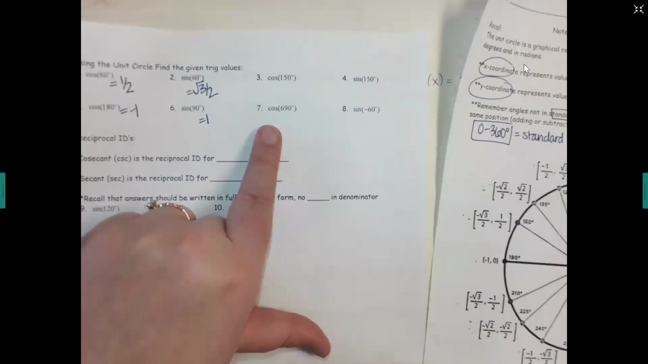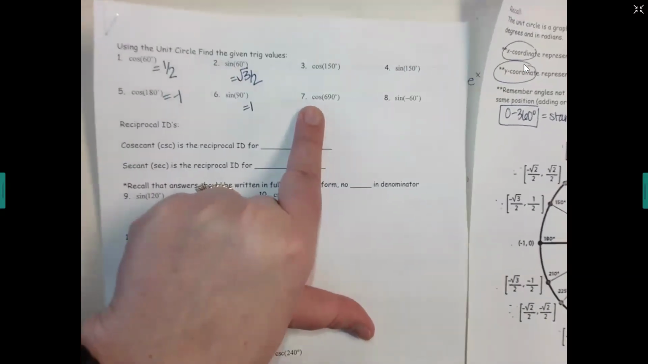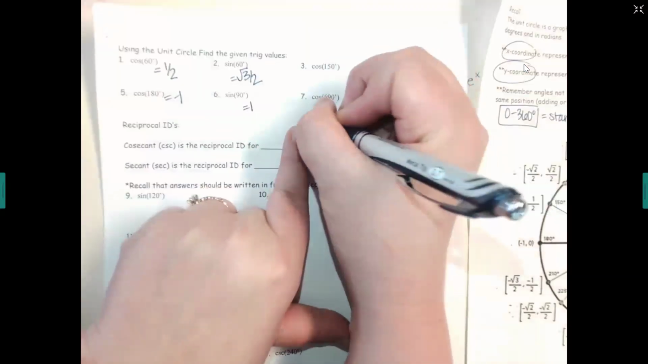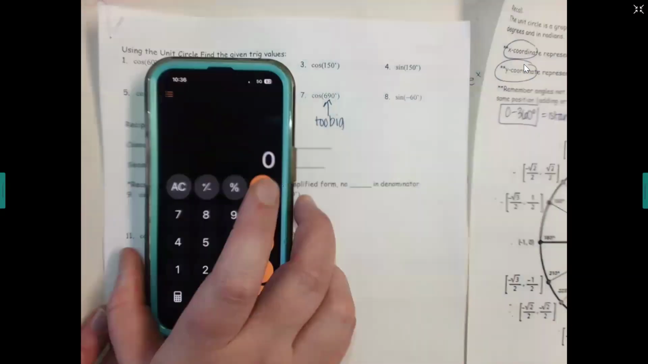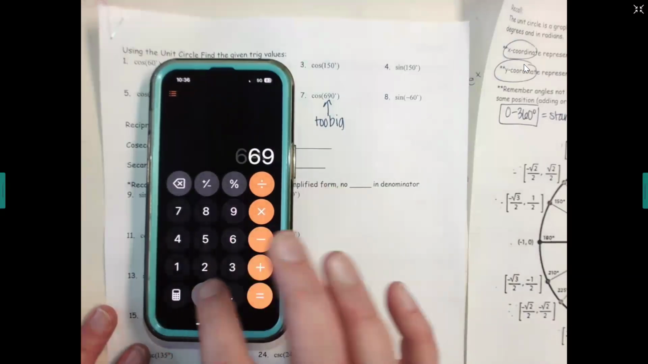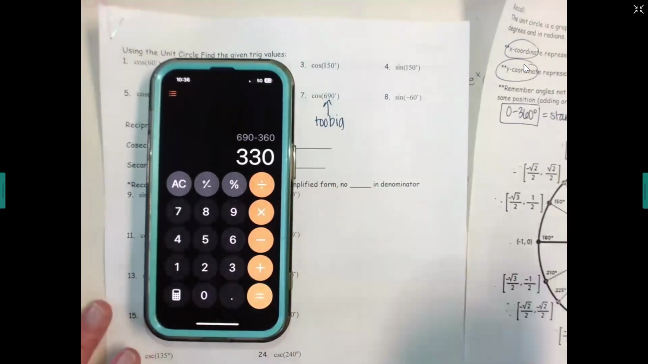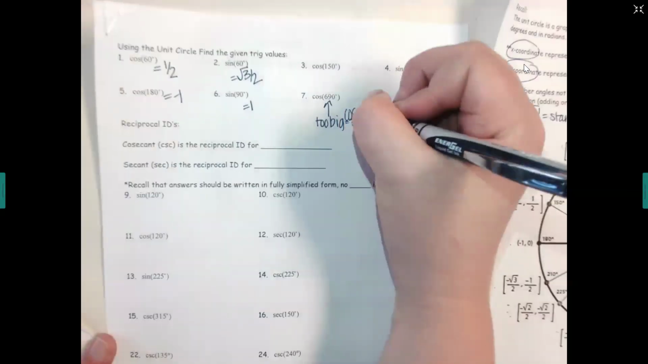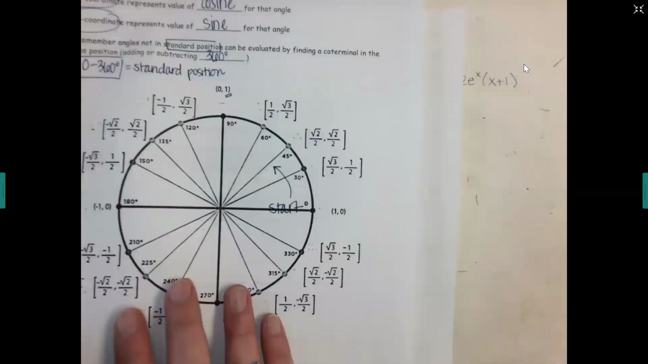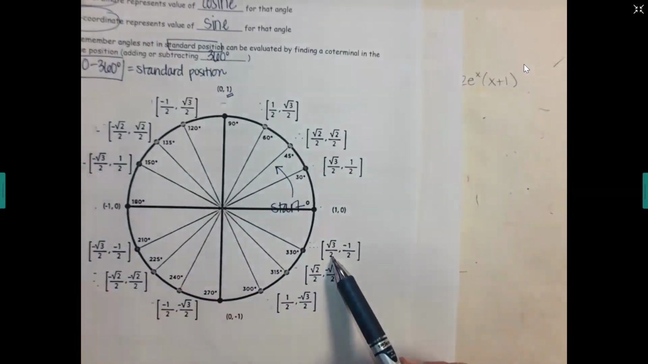Okay, and then let's jump ahead to number 7. I want the cosine of 690, but then I notice that is too big to be on my circle. Then all that I need to do is minus 360 off of that. Just to be a little bit lazy here, make sure you get a calculator, but I'll do 690 minus 360. My leftover angle is 330. Then I'll go on to my circle at 330 degrees and I'll find the cosine of that. So take a look at your circle. 330 is here. My x value is √3/2.